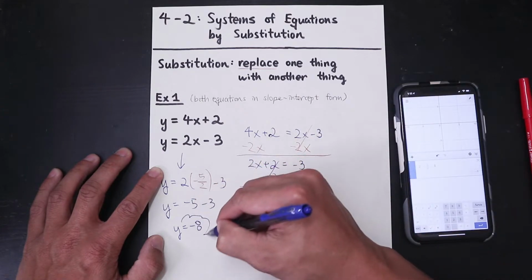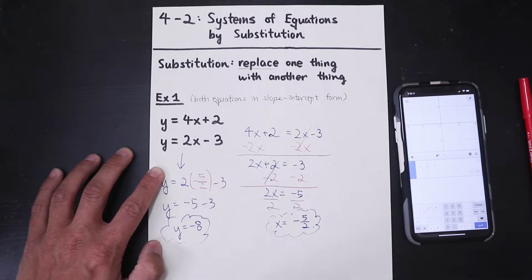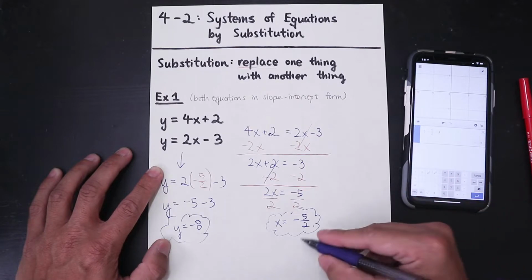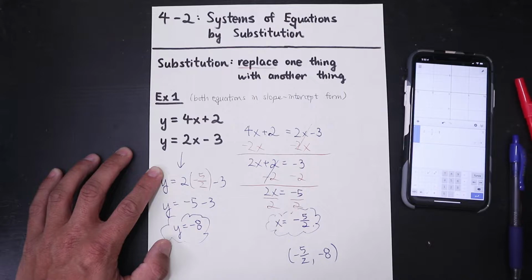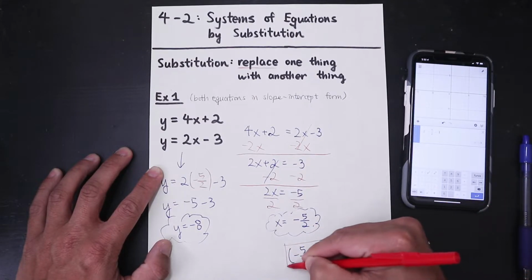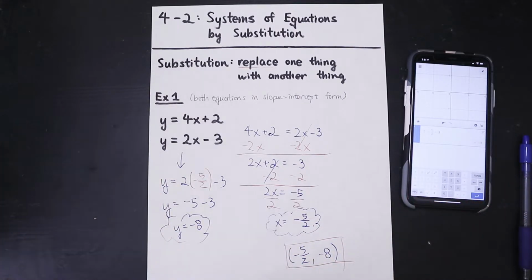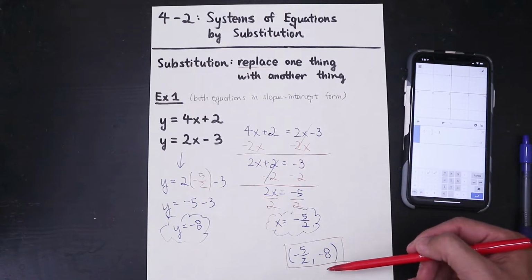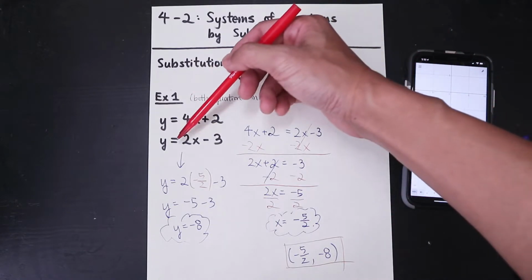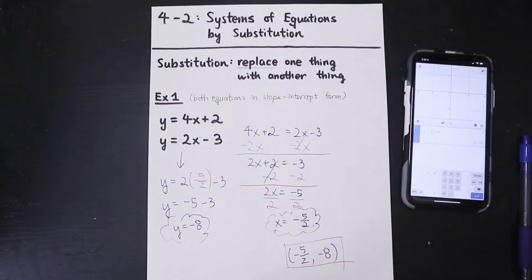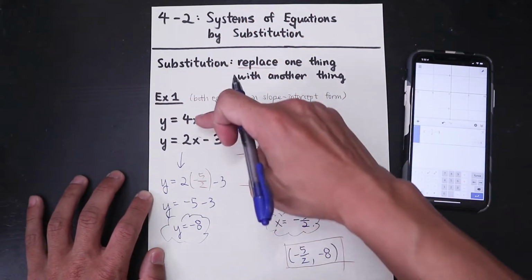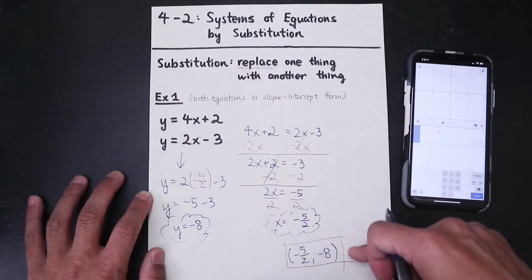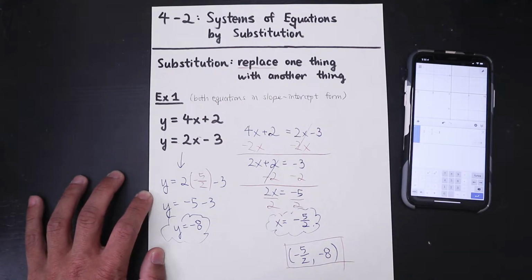So you found the value of x and the value of y, and you're going to write your answer as an ordered pair, which is going to be negative 5/2 comma negative 8. When you write your answer, you always need parentheses around it because that represents the ordered pair, not just two random numbers. Now, how do you check this answer is correct? Well, you can't really check it with this equation because you already used it. So you're going to use the first equation, plug in x with negative 5/2 and y with negative 8, and see if the left and right sides are equal.